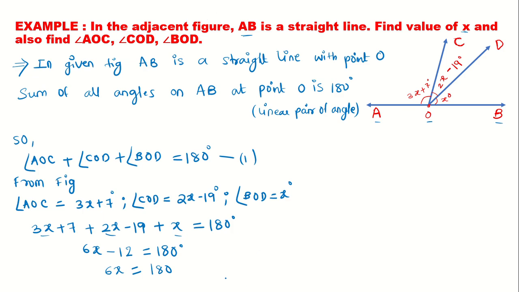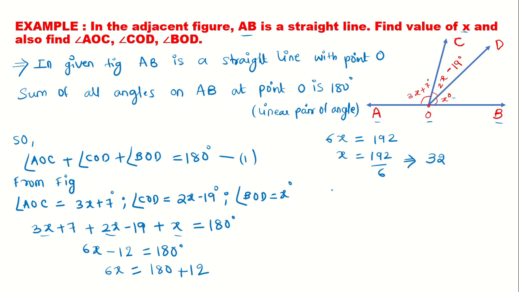So 180 plus how much will it be? Plus 12, minus 12 taking to the right side. Now 6x equals 180 plus 12, that is 192. Now x equals 192 by 6. You will get how much? x is 32. Okay, you got x, that is angle BOD.